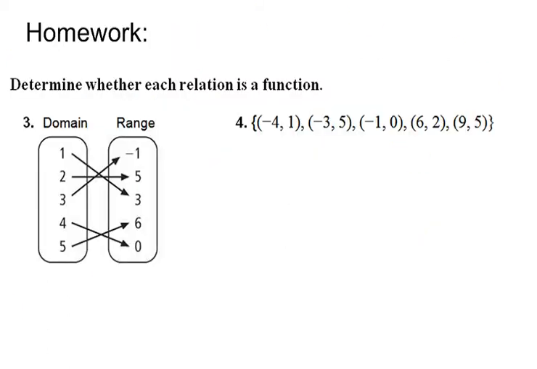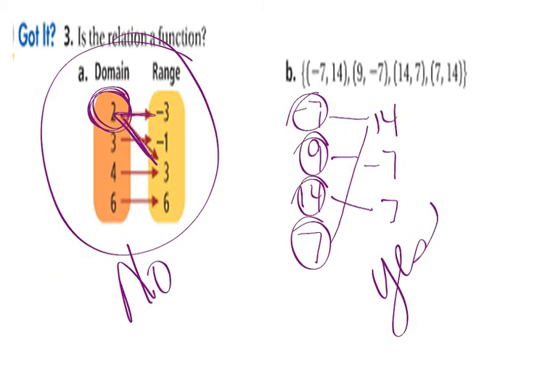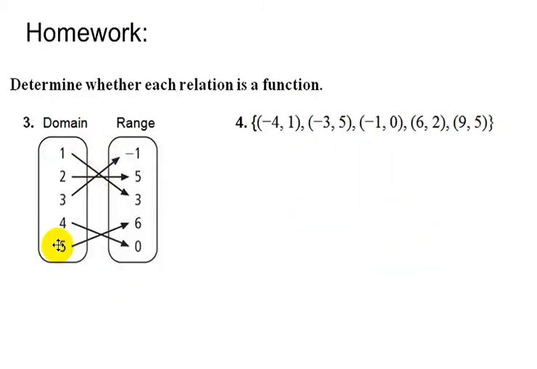Now your homework was to determine whether it's a function, so you're going to do more of the same. Okay, and you'll work it just like I did this previous page. Decide on this one off your mapping diagram, and then on 4 you're going to have to make a mapping diagram and work it. Don't forget, you only list each number in each column one time.